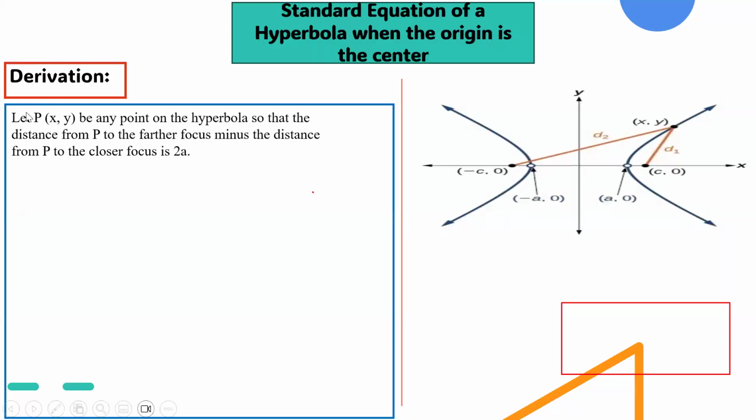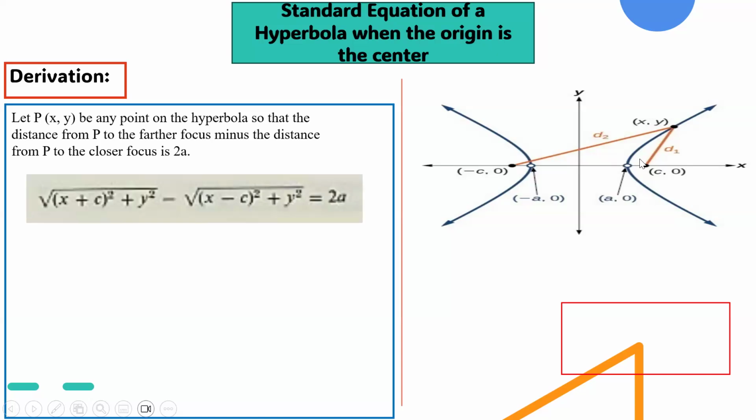So we are going to let P, which is (x, y), be any point on the hyperbola, so that the distance from P to the farther focus, so P is this point here, the coordinates are (x, y). So we are going to take the distance from P to the farther focus, that's from here to here, minus the distance from P to the closer focus, which is here to here, is 2a. So this is how we get our positive constant 2a when we subtract this distance from this one.